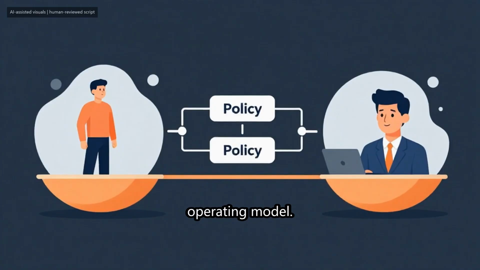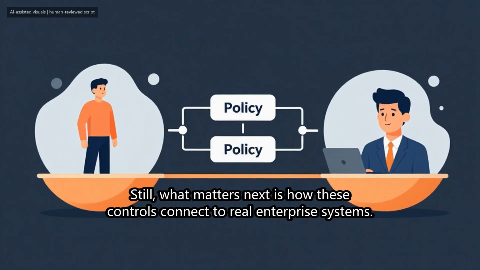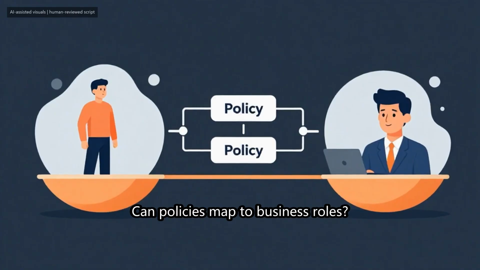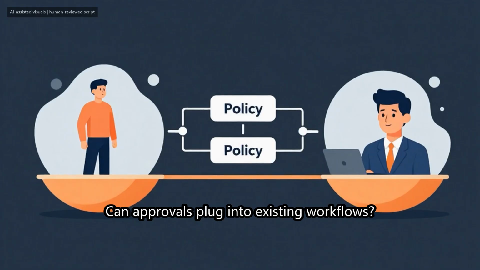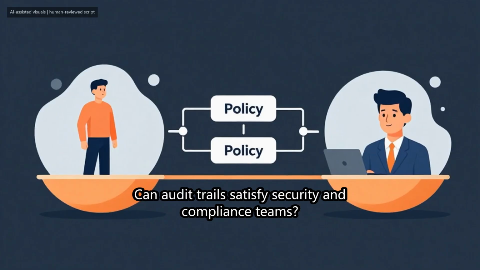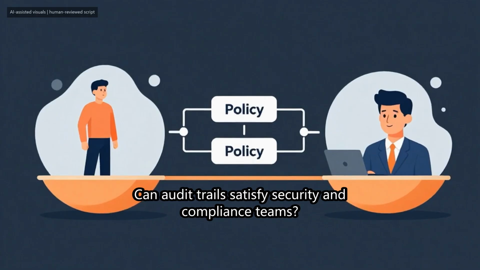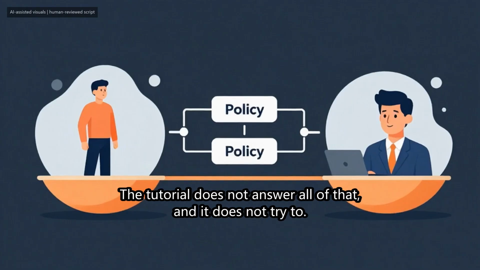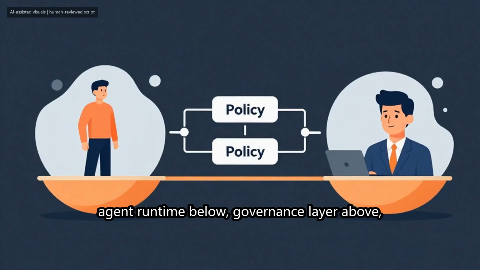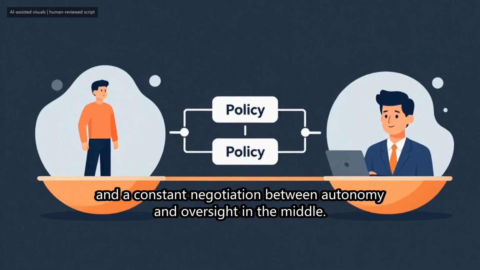Still, what matters next is how these controls connect to real enterprise systems. Can policies map to business rules? Can approvals plug into existing workflows? Can audit trails satisfy security and compliance teams? The tutorial does not answer all of that, and it does not try to. What it does show is the shape of the stack. Many companies are likely to build agent runtime below, governance layer above, and a constant negotiation between autonomy and oversight in the middle.